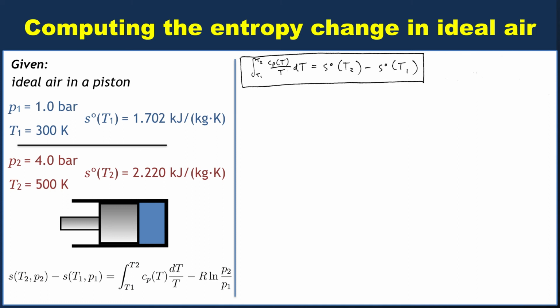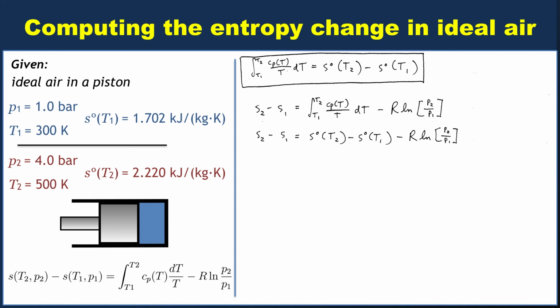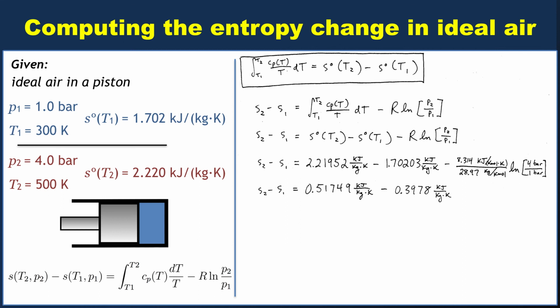Okay, so let's do that for this problem. So we write out the full expression for the change in specific entropy, and that's s2 minus s1 must equal that integral that we now have a form for, minus R ln of P2 over P1. Well, we can plug in all of the stuff now, so we can substitute for that integral the difference between s degree evaluated at T2 and evaluated at T1, and now we can just plug in all these numbers. So we looked up the two values of s degree. We can figure out the value of R from knowing that the molecular weight of air is 28.97 kilograms per kilomole. We take the ln of 4 bar over 1 bar, simplify this a little bit, and finally get a change in specific entropy, s2 minus s1, of 0.1197 kilojoules per kilogram Kelvin.